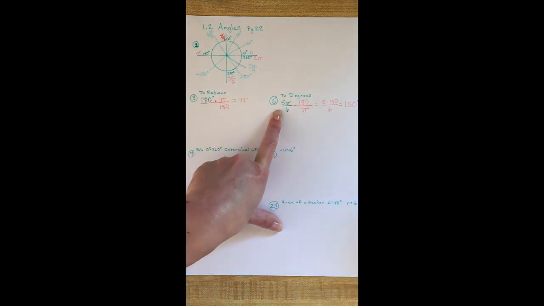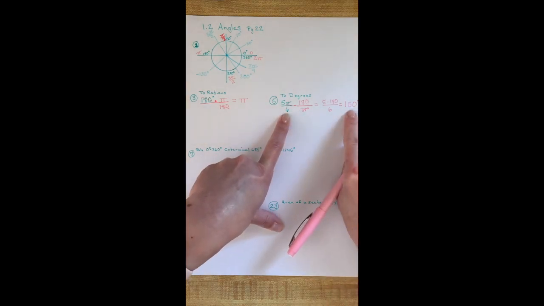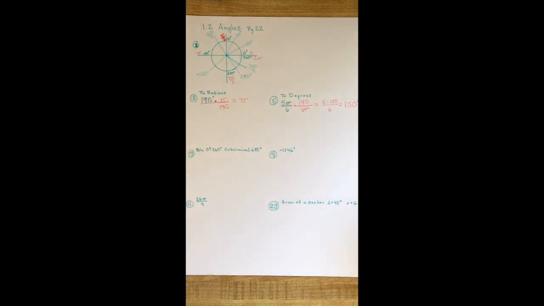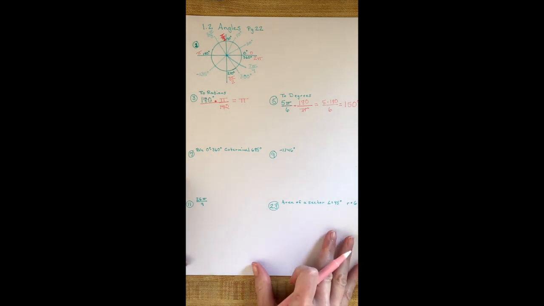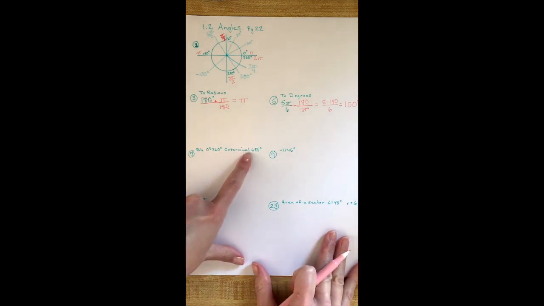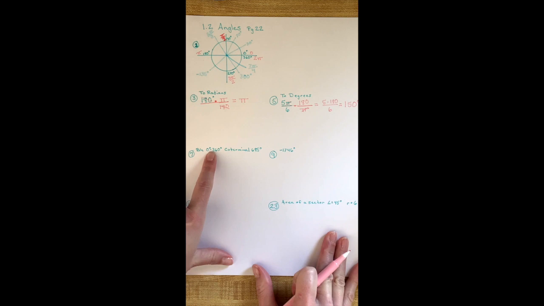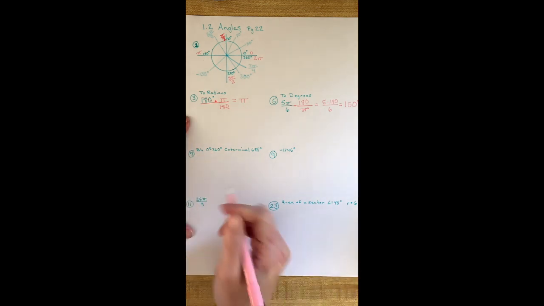So 150 degrees for that one. So 5 pi over 6 and 150 degrees, same thing. Let's continue with number 7. For this one, we're supposed to find a coterminal angle for 685 degrees that ends up between 0 and 360.